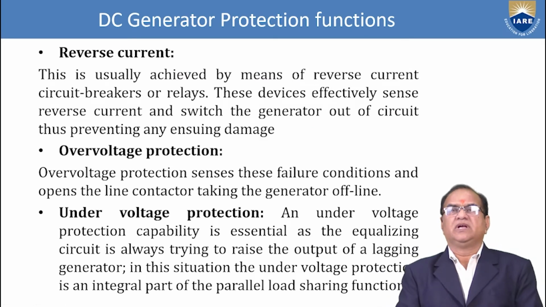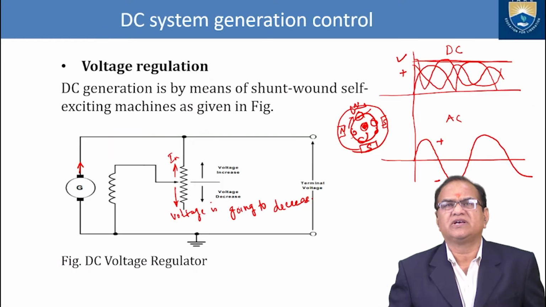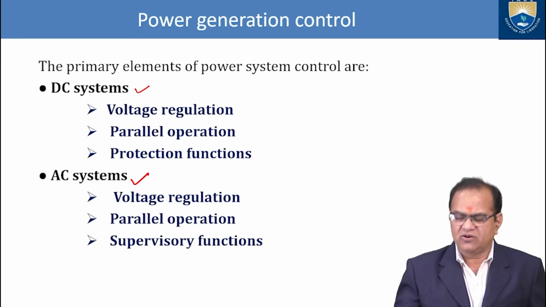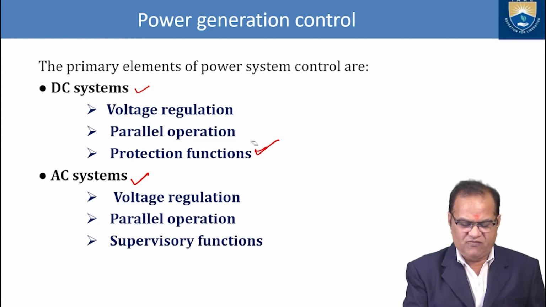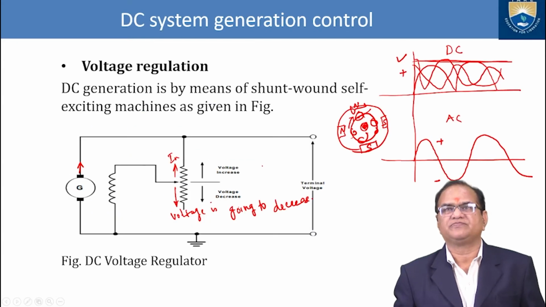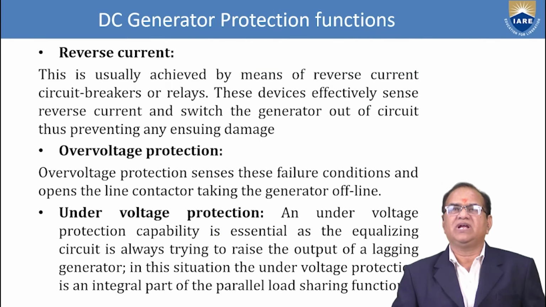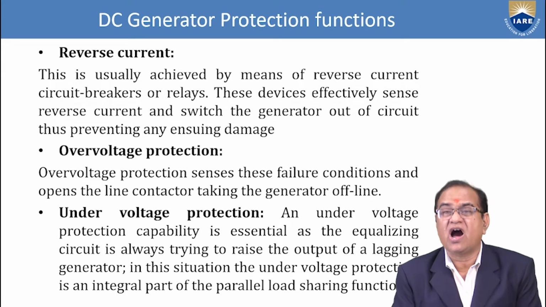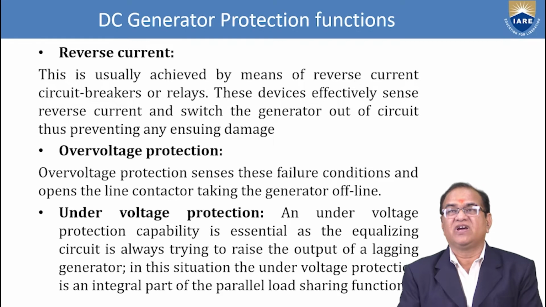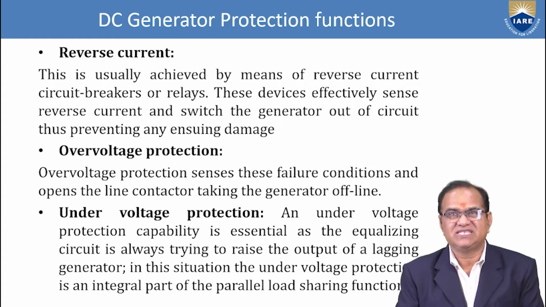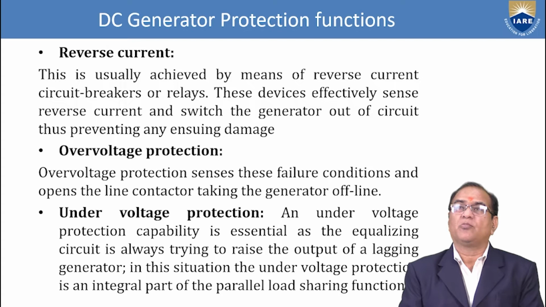Now the third one. I have just shown you that we have voltage regulation, so I have covered this. Now I will cover the third one, which is the protection function. So I am going to talk about the DC generator protection functions: how we can ensure that the safety of the generator or the power supply is maintained, and that it is not hampering or damaging the instruments which are run by these systems. So what are the protection systems?